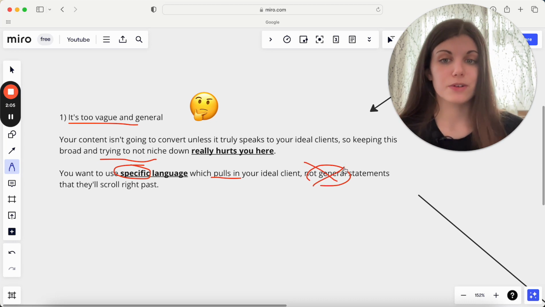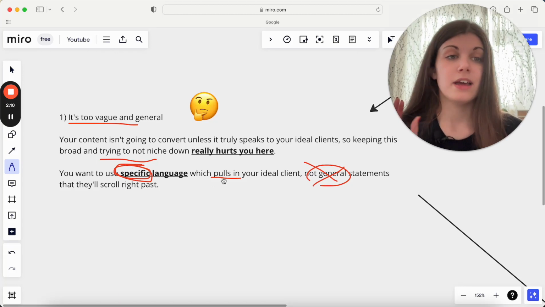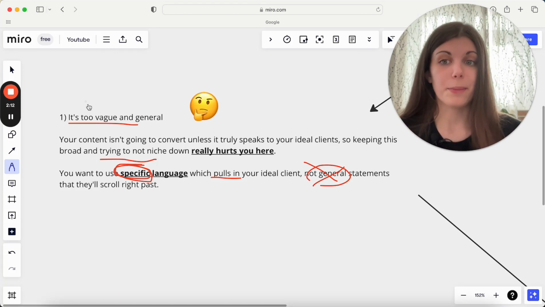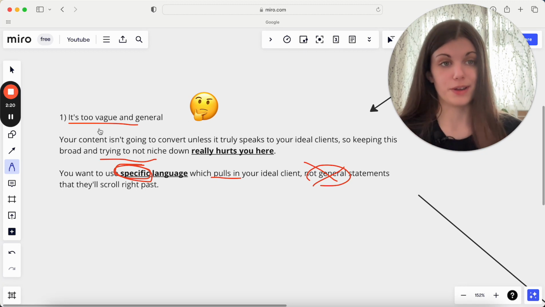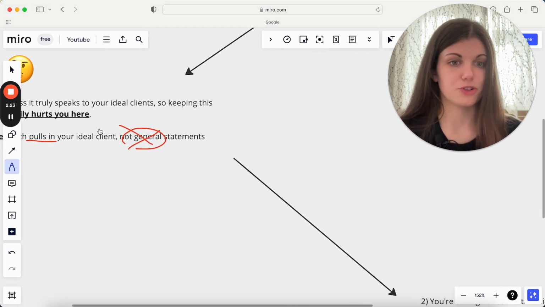We want things to be really specific. We want language which is actually going to connect with people and actually pull them in. That's what we need to be focusing on here, not being vague and general. It sounds like you're going to be getting less clients from this because you're speaking to less people, but you're speaking so strongly to the right people that you're actually going to then get clients by using this approach.